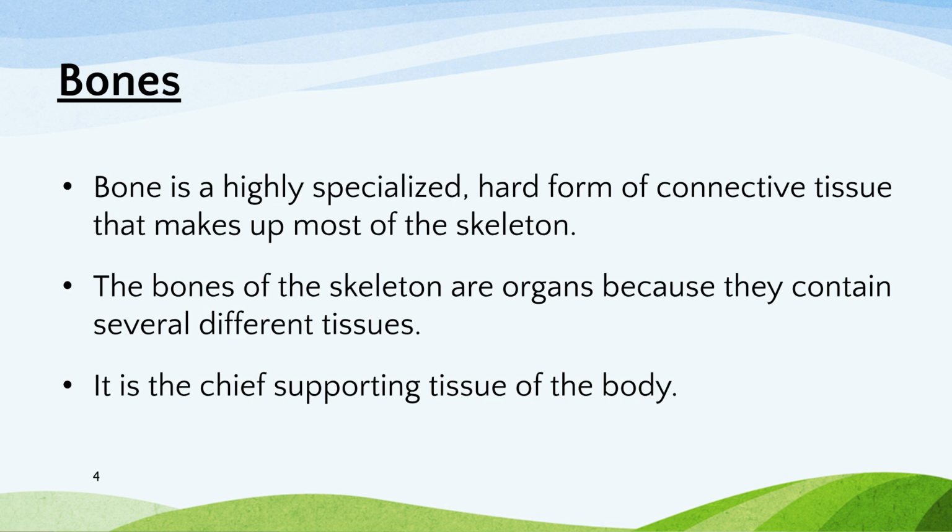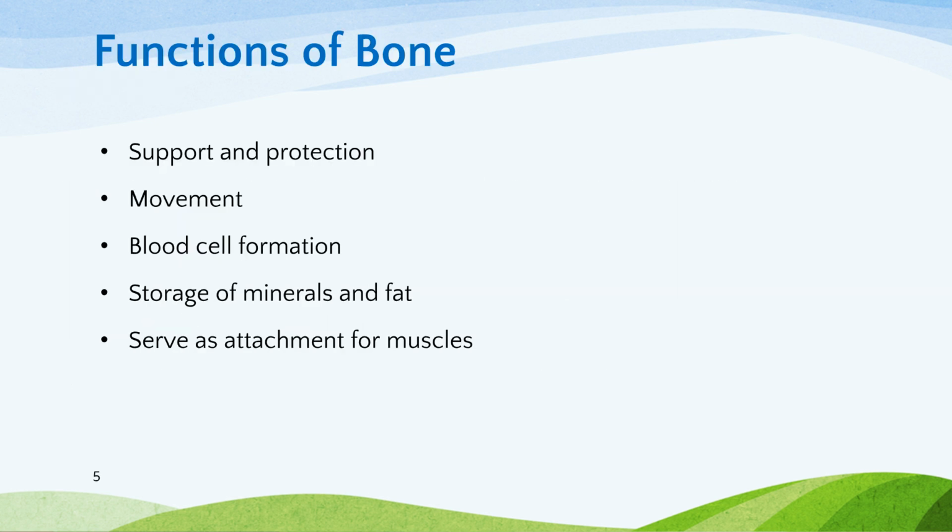Now, let us define bones. Bone is a highly specialized, hard form of connective tissue that makes up most of the skeleton. As mentioned, the bones of the skeleton are organs because they contain several different tissues. Ultimately, it serves as the chief supporting tissue of the body. Moving on, let's look at the primary functions of bone. These include support and protection, movement, blood cell formation, and the storage of minerals and fat. Furthermore, bones serve as an attachment for muscles.